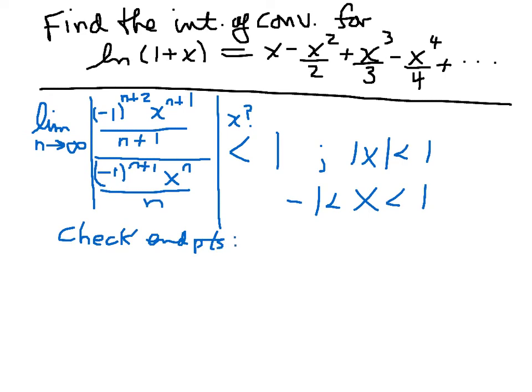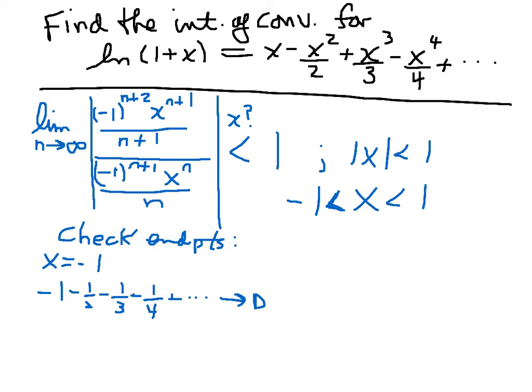We do it like this. How about if x is equal to -1? We go back up here and put -1 in for x. If we do that, our series now becomes -1, minus a half, minus a third, minus a fourth, and so on. So this is essentially the negative of the harmonic series, and we know that this diverges. So therefore at -1 we have strict inequality.